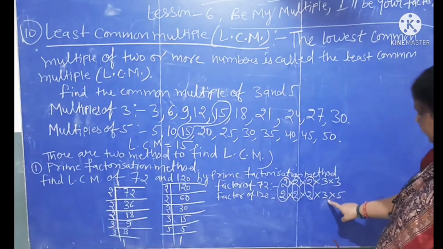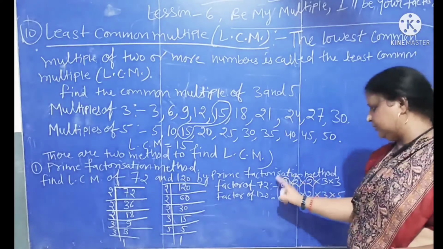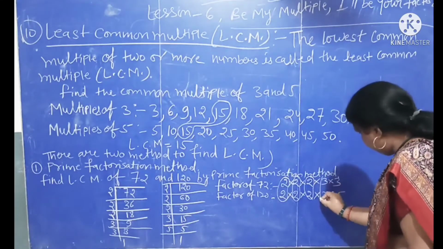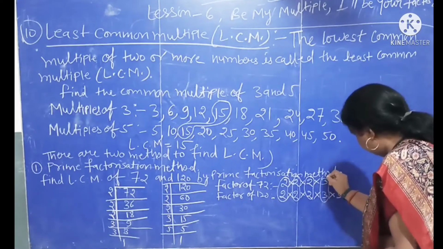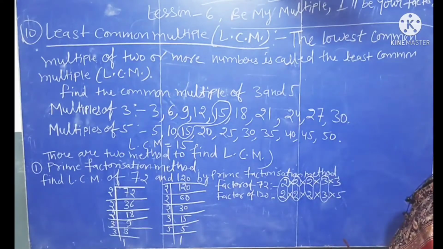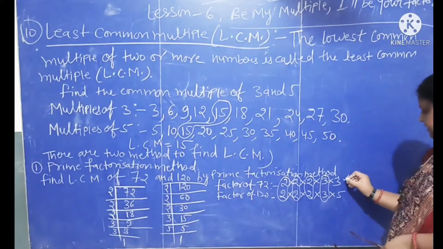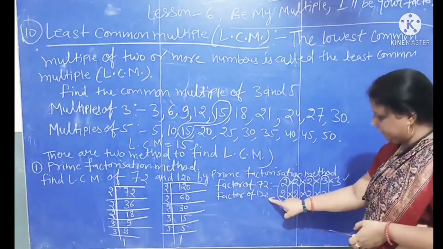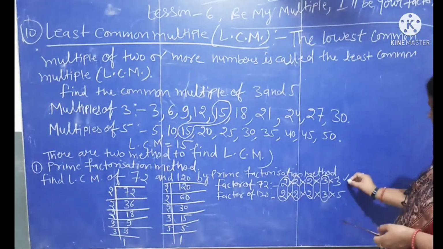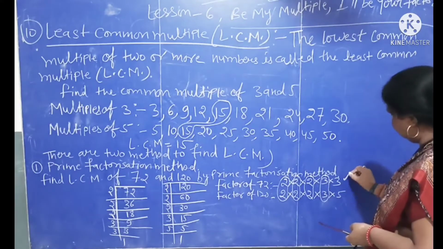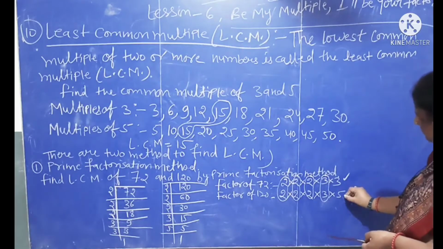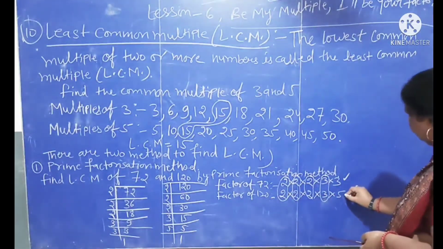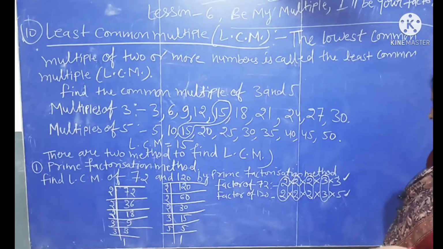Here is 3 and here is 3. 3 is a common factor of 72 and 3 is a common factor of 120. So we circle both 3s. Here is 3. This 3 is not a common factor of 72 and 120. So we leave it as it is. And this 5 is not common to 72 and 120. So we also leave it as it is.